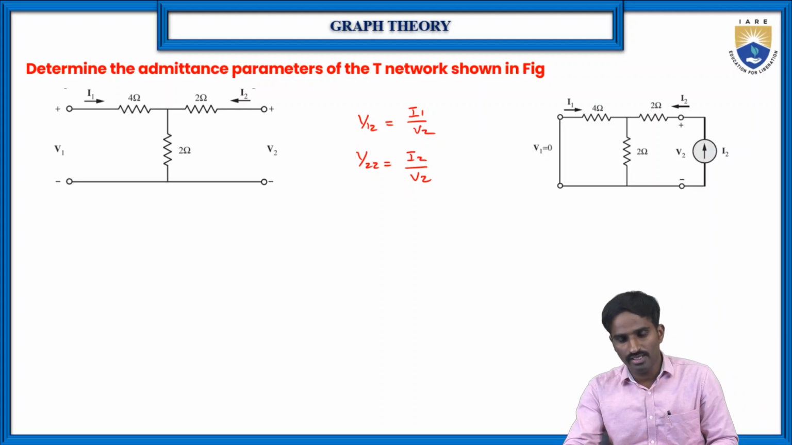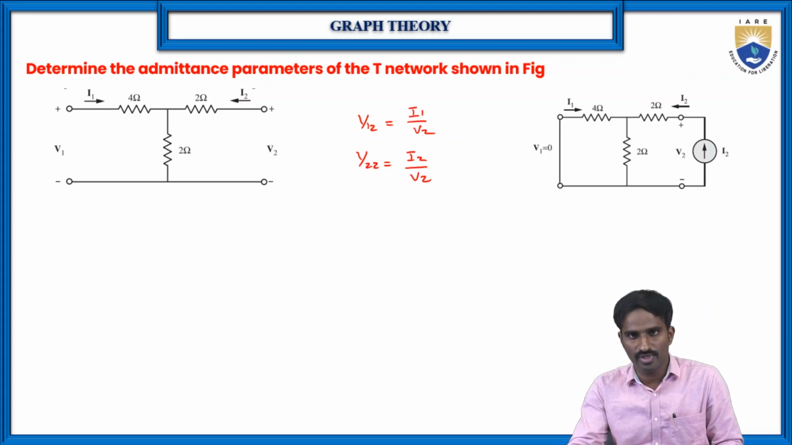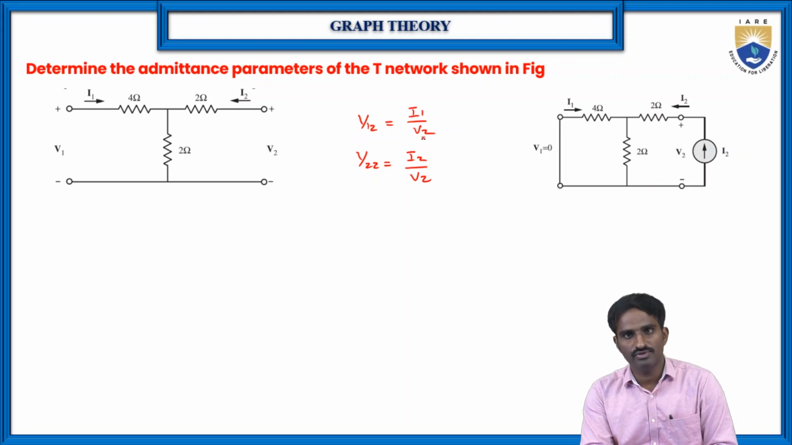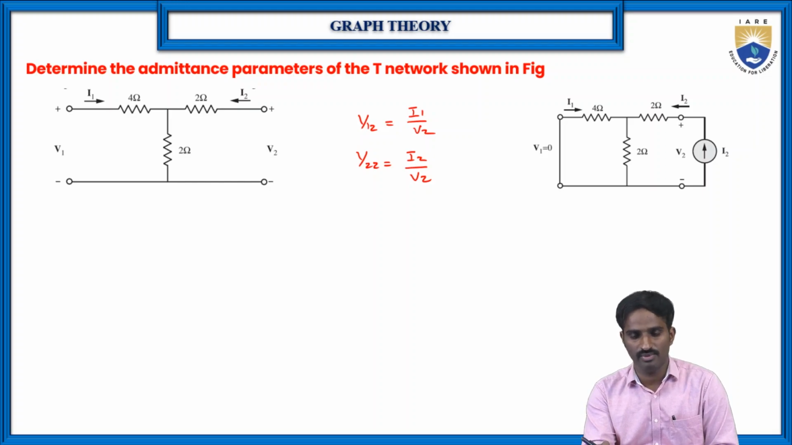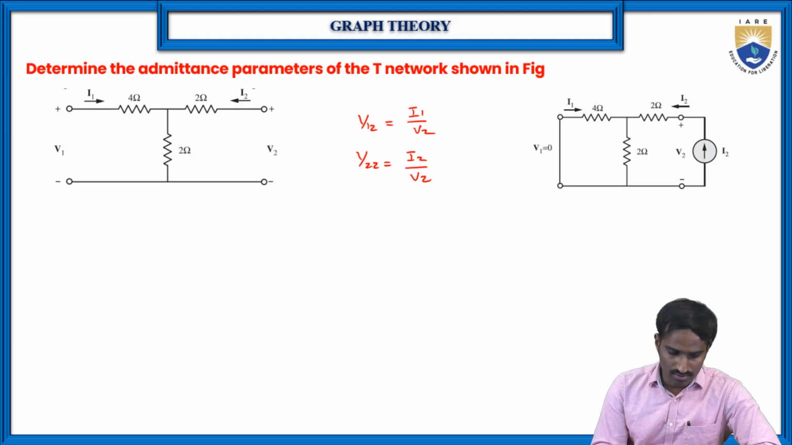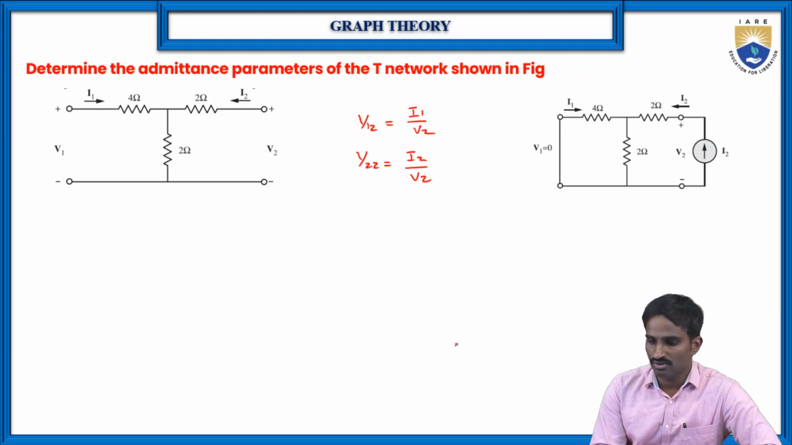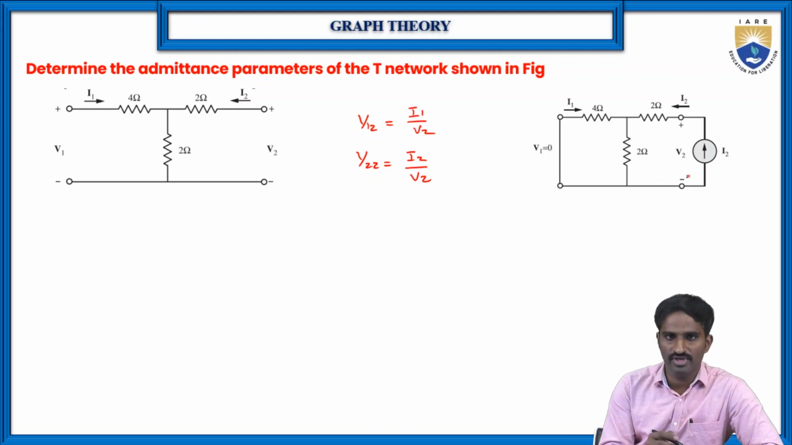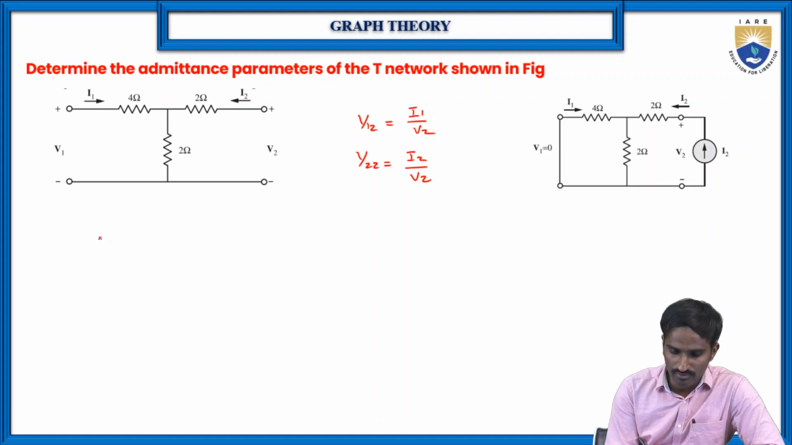So now again we need to find these two parameters. Here also the same way, either we need to find I1 in terms of V2 or V2 in terms of I1, whatever it may be, so that both parameters can get cancelled, and we will get the value of y12 and y22. First let us find the I2 value.